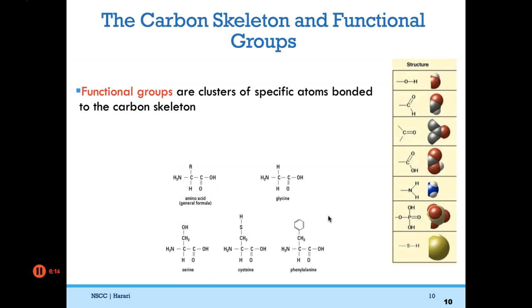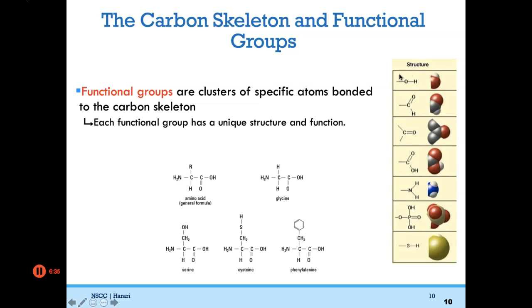In addition to the carbon skeleton, we need to make each molecule special, right? Each molecule has something that makes it unique, and that is the functional groups. The functional groups are clusters of specific atoms that are bonded to the carbon skeleton. And again, these functional groups each have a unique structure and function.